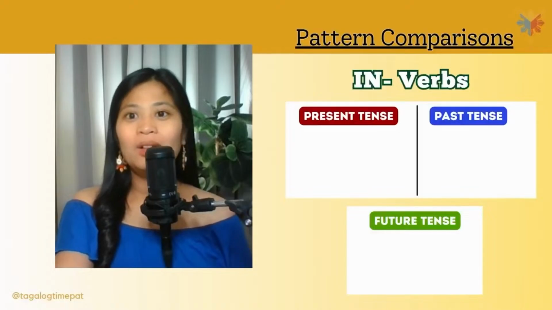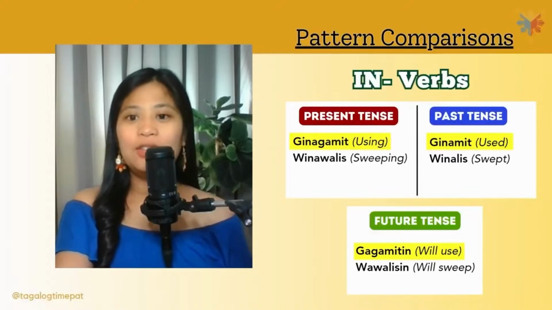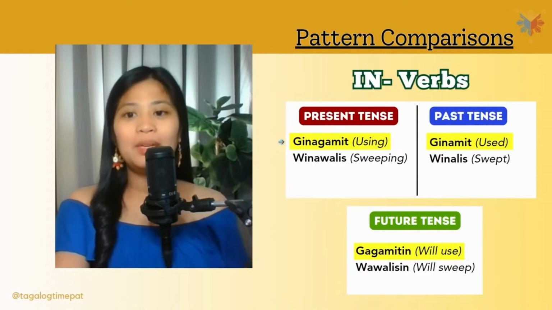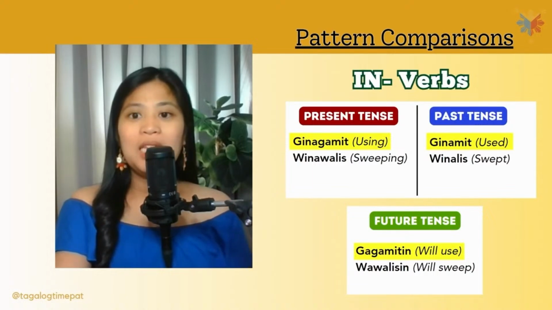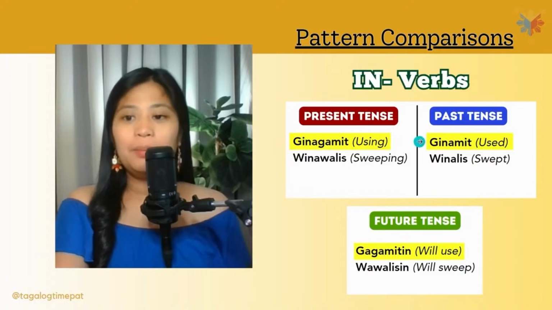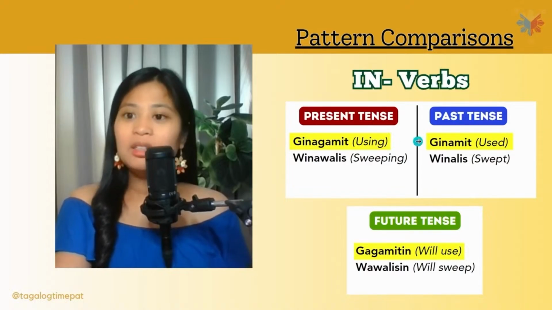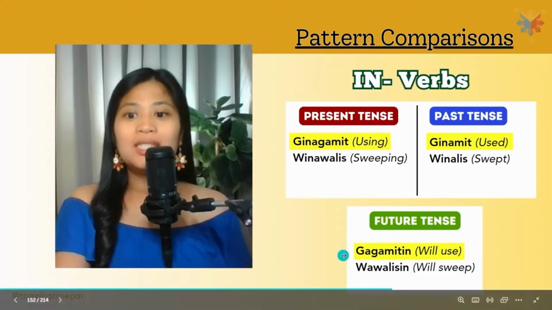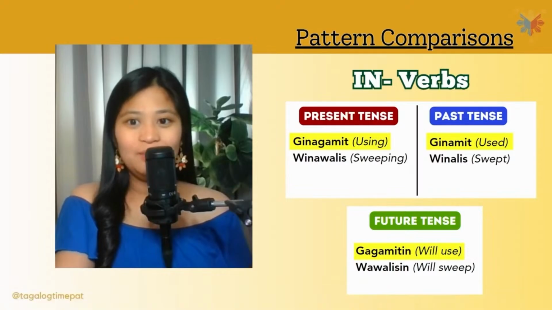Let's compare all of the conjugation patterns for in verbs. We'll just take a look at the ones highlighted in yellow. Gamit means to use. In the present tense, it's ginagamit, using. In the past tense, it's ginamit, used. And in the future tense, gagamitin, will use. So very interesting there.